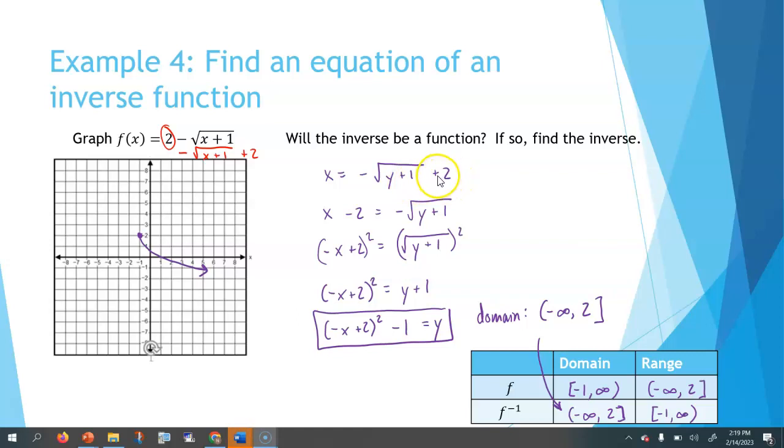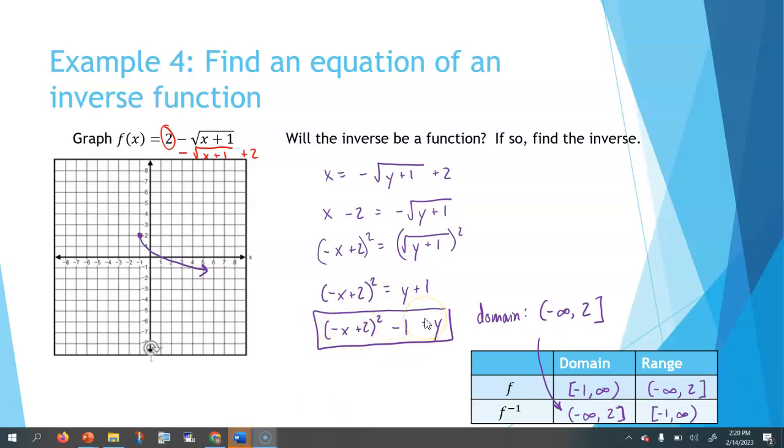So we first want to get the root by itself by subtracting 2 from both sides. So I'd have x minus 2 equals a negative square root of y plus 1. So to get rid of this negative, I multiply both sides by a negative. So this x became a negative x, this negative 2 became a positive 2, and now the right side is positive as well. So now we can get rid of the square root by squaring both sides. We could just leave it like this. You don't have to actually multiply it together and expand it out. If you did, great, but you don't need to. On the right side, we have y plus 1, so I subtract 1 from both sides to get my inverse function.